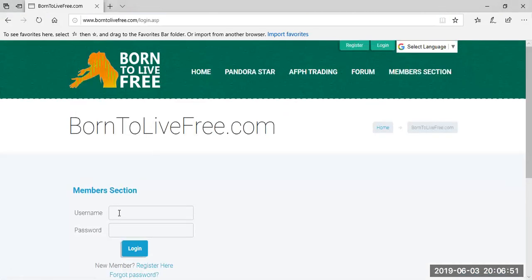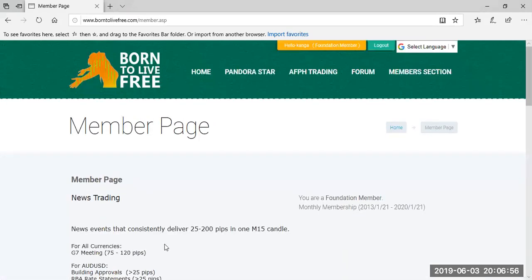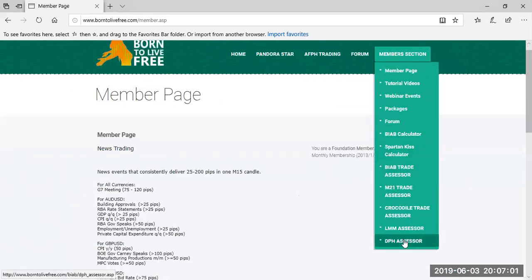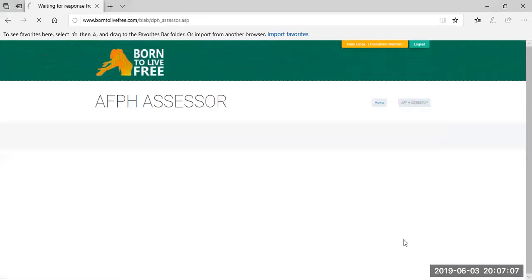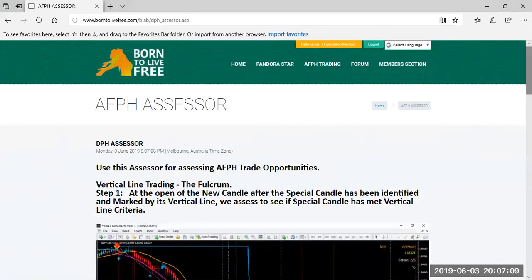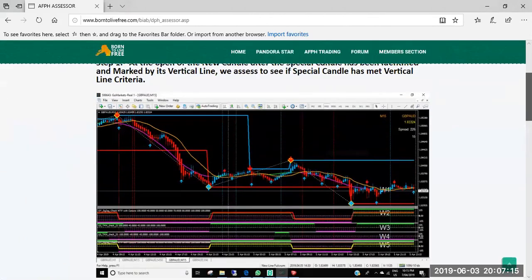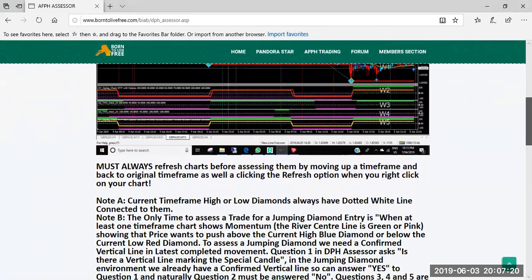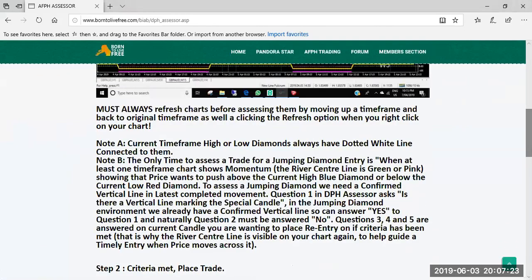Log in. We're going to quickly go in and refresh on using the DPH assessor. Part of this is to go and see what initiates a jumping diamond. It will go over what the steps are. The part that refers to the jumping diamonds is here, Note B.